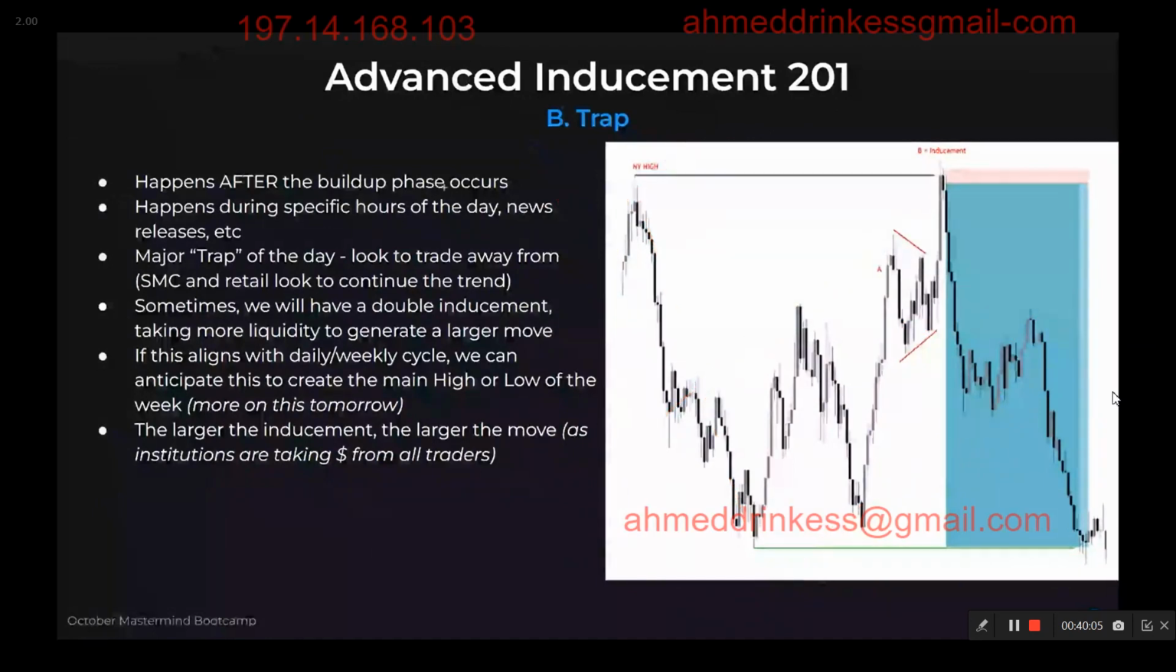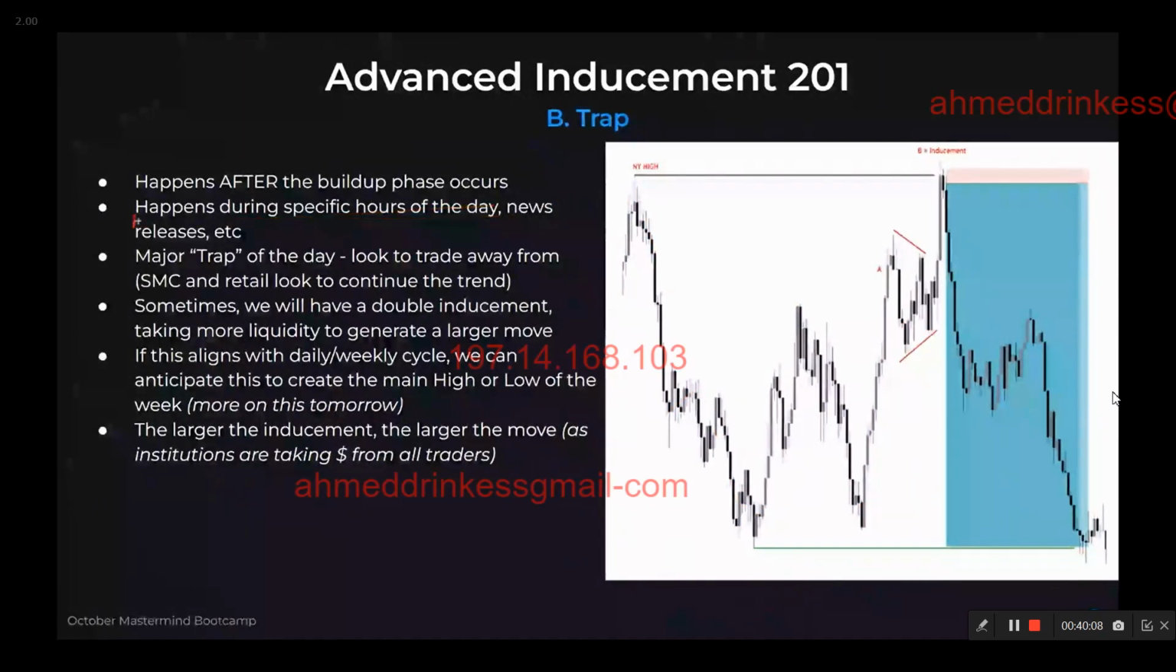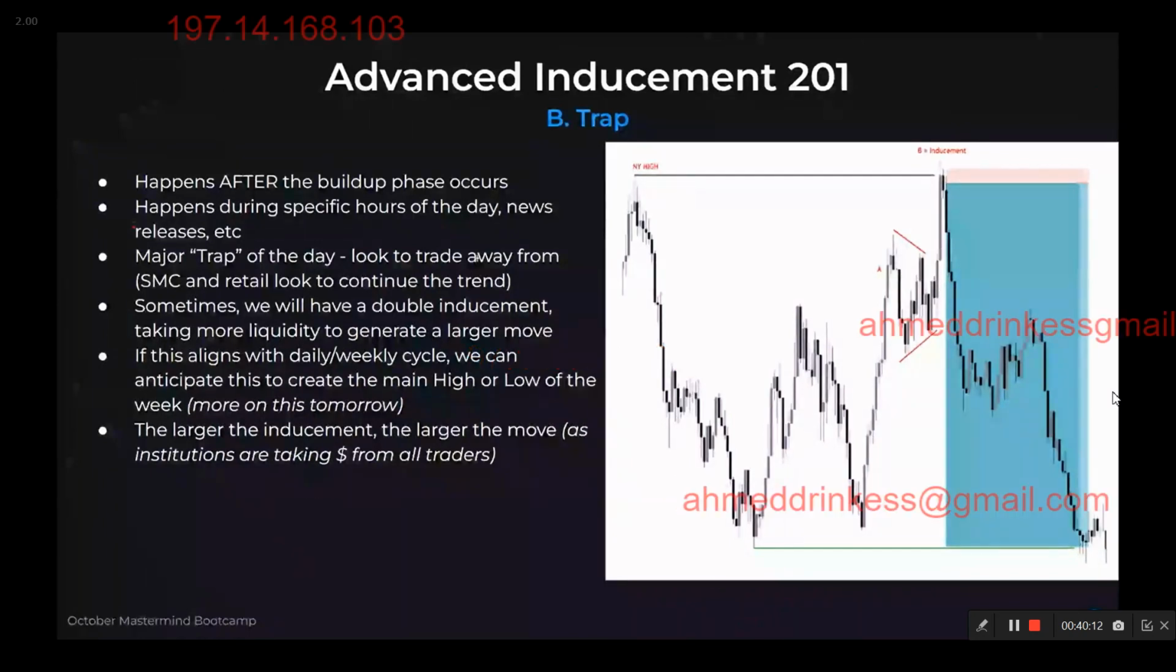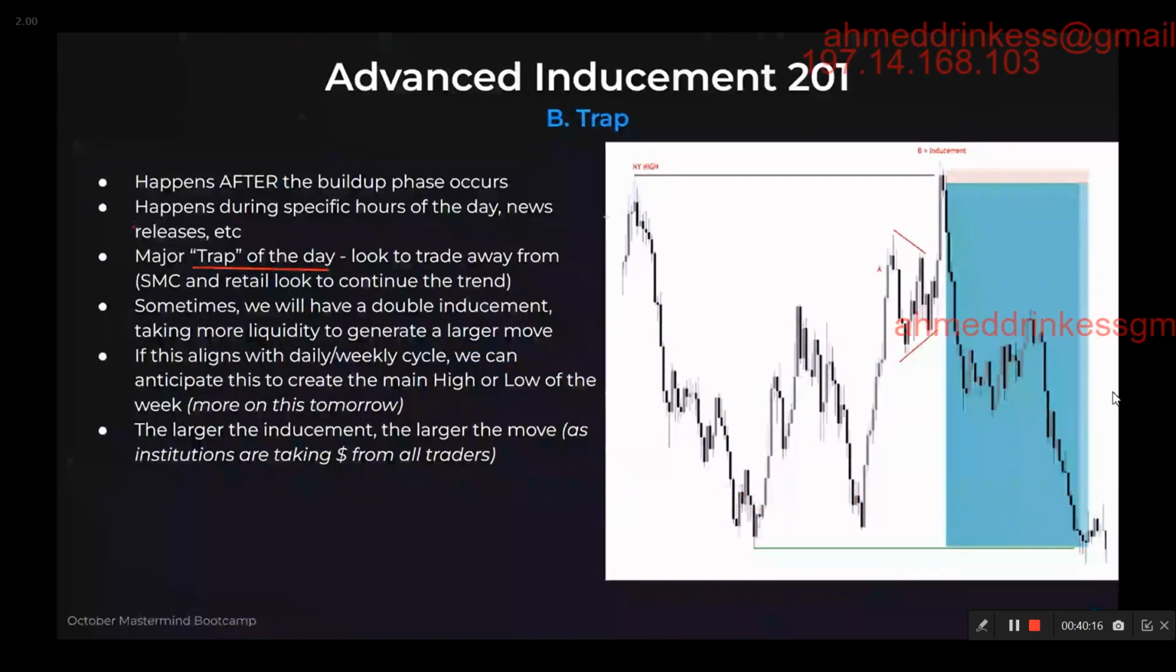So this happens after the build-up phase occurs, and it happens during specific hours of the day for news releases, for session opens, session closes, kill zones. There's a bunch of different times it can take place. On an intraday basis, though, this creates the major trap of the day. So if you've ever heard the term creating the trap of the day or the major or main trap, all it's referring to is the inducement that is getting liquidated.